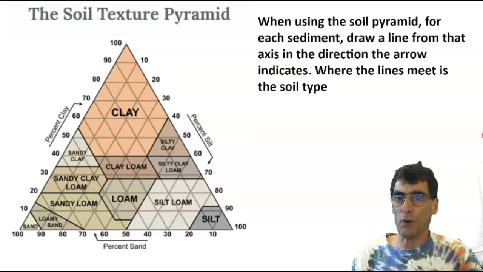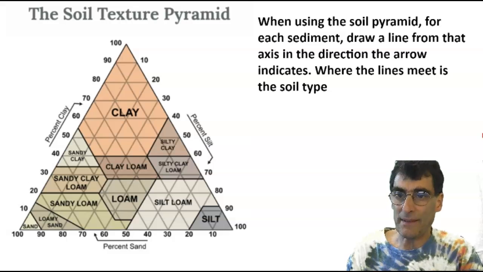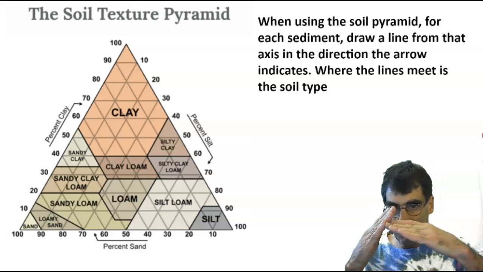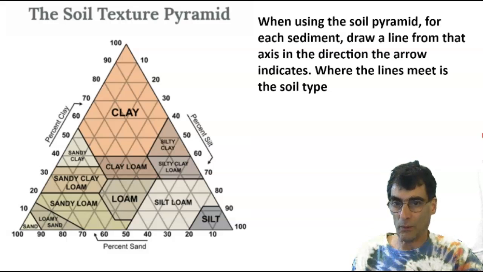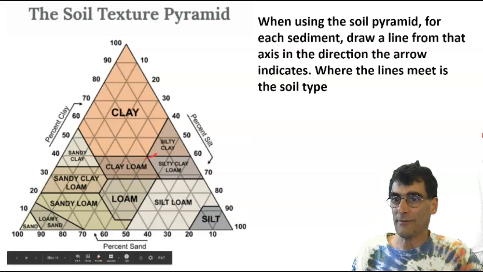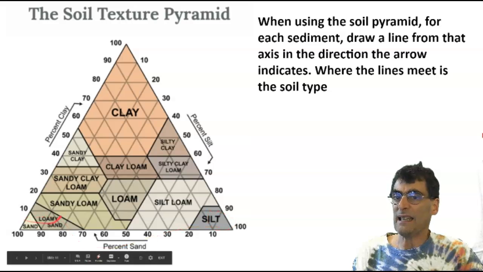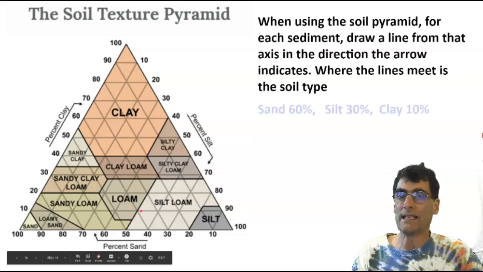When you use the soil pyramid, for each sediment, we're going to draw a line. And where those lines intersect, that's the kind of soil we have. So if we just look at this graph, if the lines intersect right here, we have clay. Here we have silt, and here we have sand. And then we have all these other kinds, all right? So let's just jump right in and do an example.